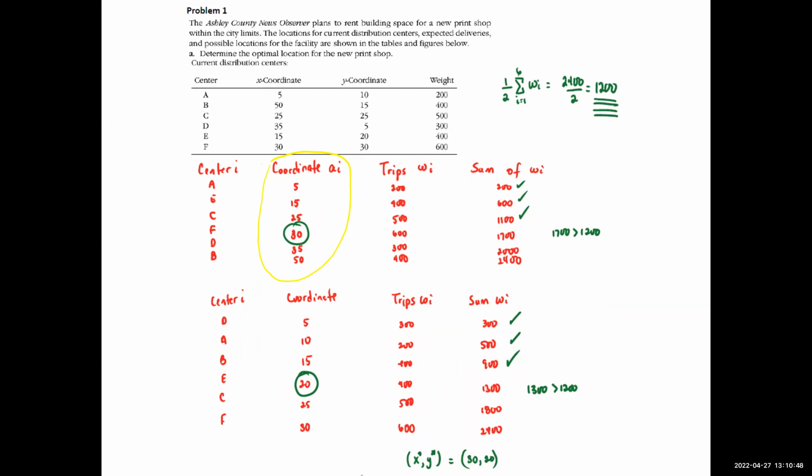So that's the value that is circled. You look at this summation of WIs: first one is 200, next one is 600, next one is 1,100, the next one is 1,700, that's greater than 1,200. So that's the coordinate that I'm going to use for the new facility in terms of X. Then I move to Y and do the same. I look at the summation of the WIs: 300, 500, 900, 1,300 is greater than 1,200. So that's the coordinate I'm going to use for Y, which is 20. So the final location for my facility should be at coordinates 30 and 20.